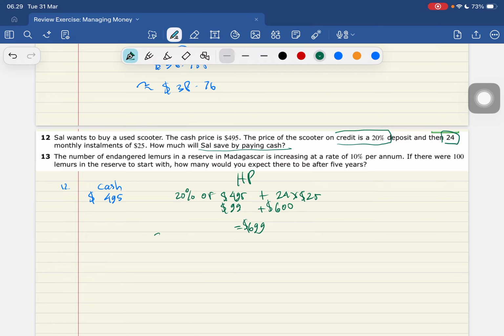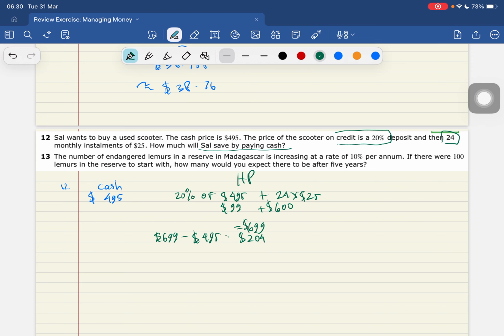So we can just find the difference. 699 minus 495. So the amount saved is $204.